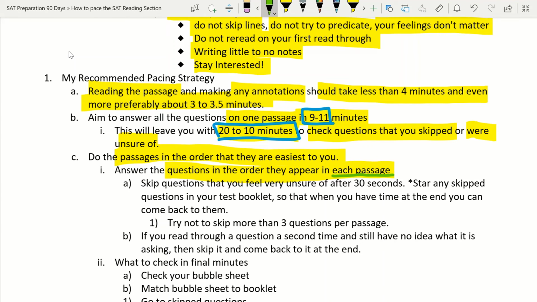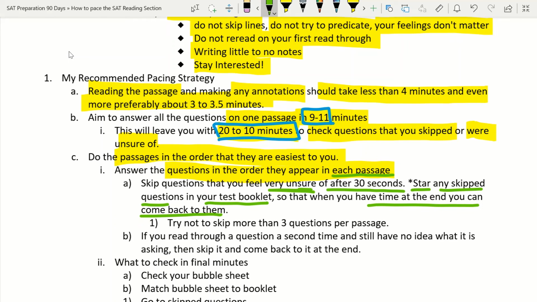Then you're going to want to skip any questions that you feel very, very unsure of after 30 seconds. Say that I'm reading a question and I've pretty much been on this question for 30 seconds and I still have no clue what I'm supposed to do. Then just star it so that you know to come back to it, and then skip it. So star it in your test booklet, and when you have time at the end, that's when you come back to it.